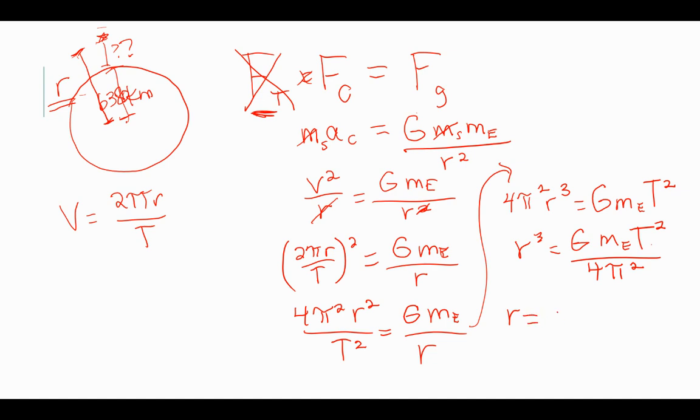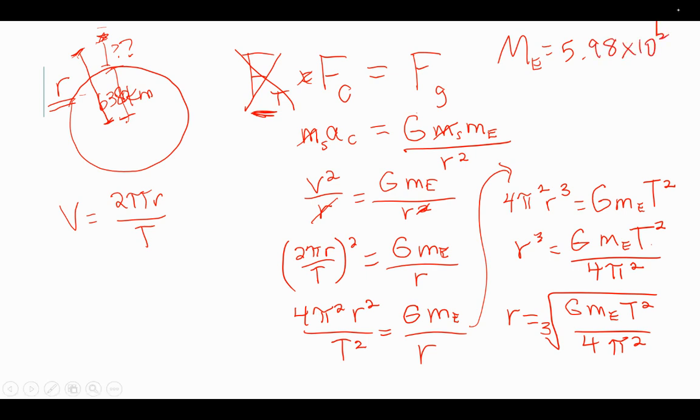So radius, the distance between the center of the Earth and that satellite up there, is equal to the cube root of big G, mass of the Earth, period squared, all divided by 4 pi squared. And that's a nice equation that we can just plug all the numbers in that we know. We know the mass of the Earth. Hopefully, at this point, you know the mass of the Earth is 5.98 times 10 to the 24th kilograms. If you don't know that, write it down somewhere. The mass of the Earth and the radius of the Earth are really important values to know.